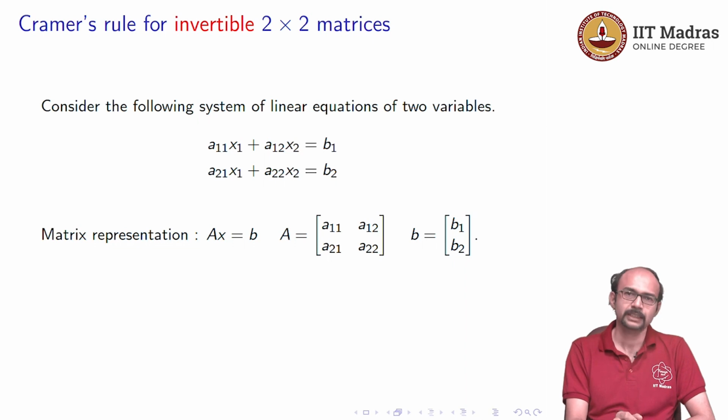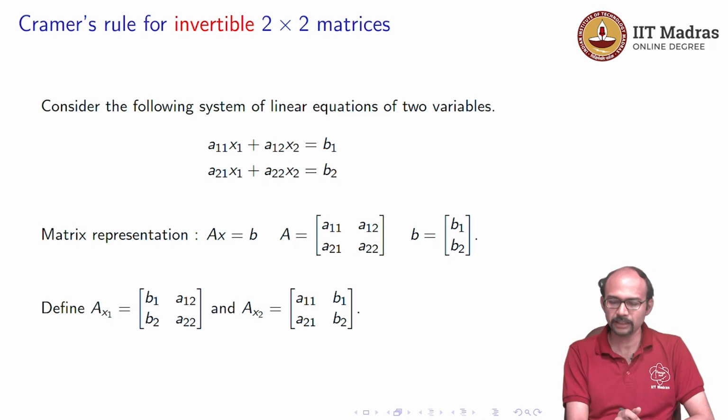inverse exists, remember that in a previous video with determinants we have seen that determinant of A inverse is 1 by determinant of A, which in particular means that determinant of A is non-zero. Okay. So, 1 by determinant of A exists.